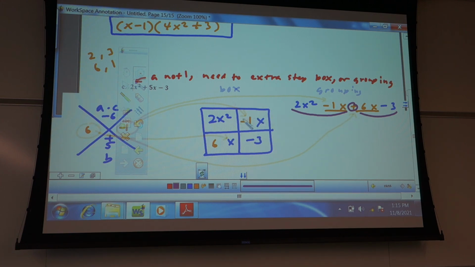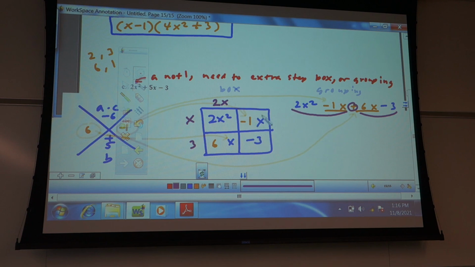All right, so we'll do the box method here. What can I factor out of 2x squared and negative 1x? Just x. What can I factor out of 2x squared and 6x? 2x. Everyone kind of okay with that part? What can I factor out of 6x and negative 3? 3. What can I factor out of negative 1x and negative 3?